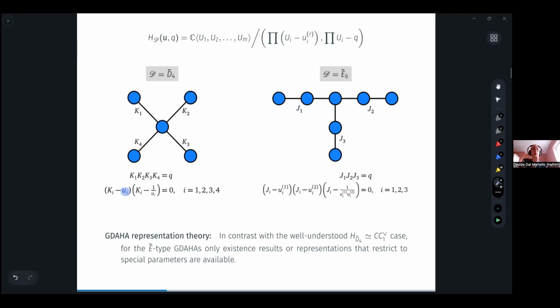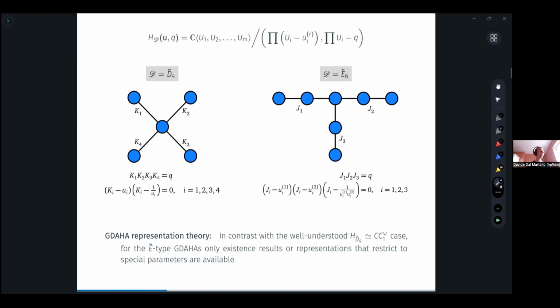And the Hecke parameters with no superscript correspond to the case of D4, whereas when you have a superscript with parentheses, they correspond to the case of E6. It's just to set down the notation for later on. So where do we come into this general picture of GDAHAs?